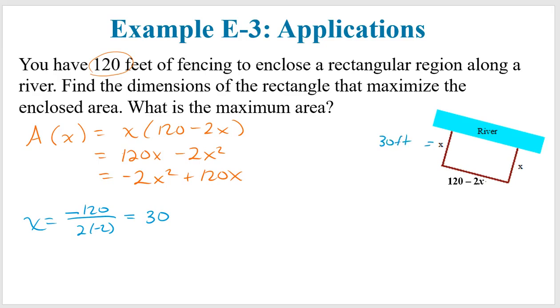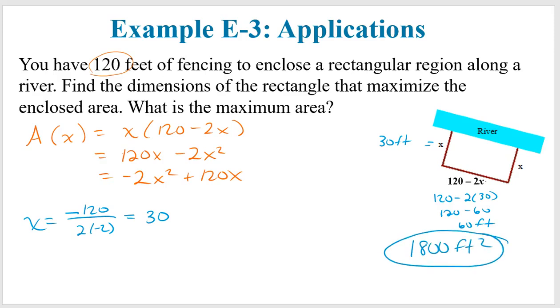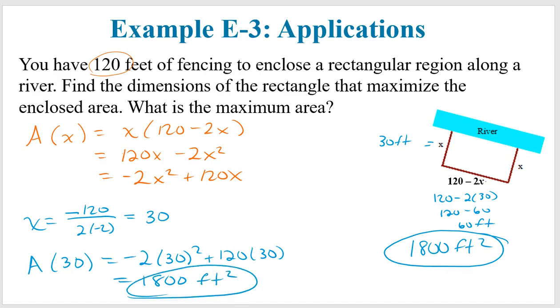And then if you want to find this value, just plug in the 30 as well. So 120 minus 60 is 60 feet. So there are the dimensions of my rectangle. And again, if you multiply those two, you would get 1,800 feet squared. So that's going to be your maximum area. However, you can also plug it into the area function. So if you take that 30 and plug it into the area function, you would also get the same value of 1,800 feet squared.